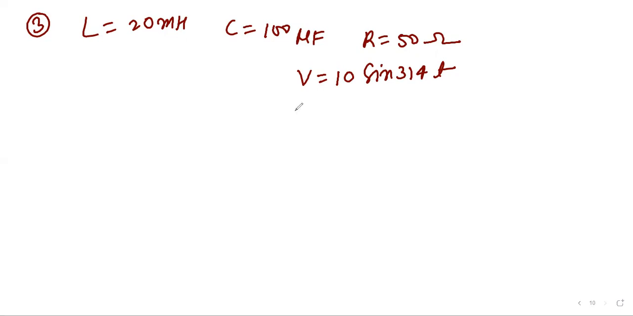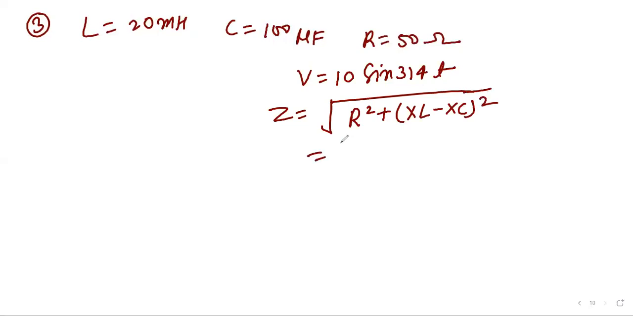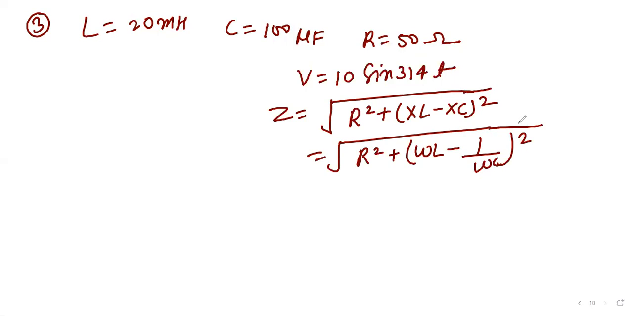So let's see the next explanation. How will you find the impedance first? Z is equal to the square root of R square plus XL minus XC whole square, right? So put the value of XL. It can be written as omega L, where omega is the angular frequency, minus 1 upon omega C, whole square. So calculate the values individually, omega L, so it is equal to XL.